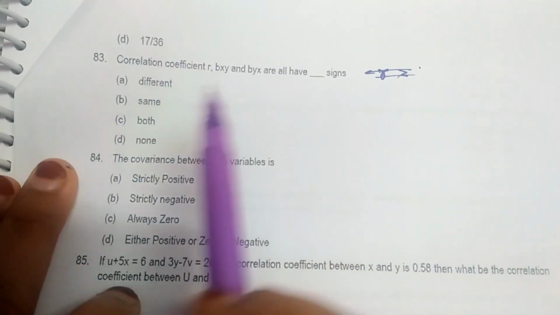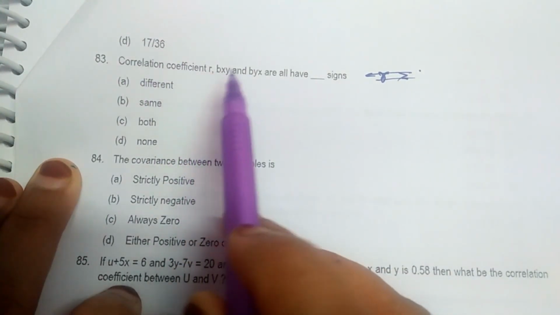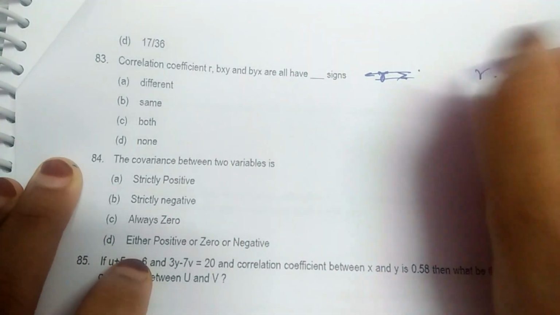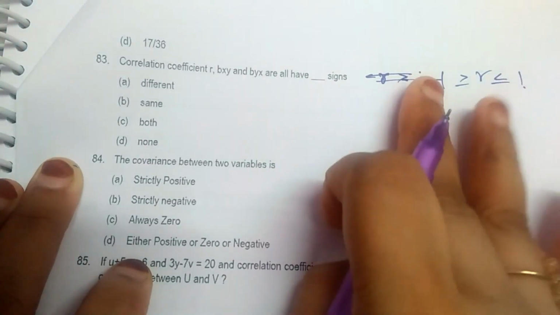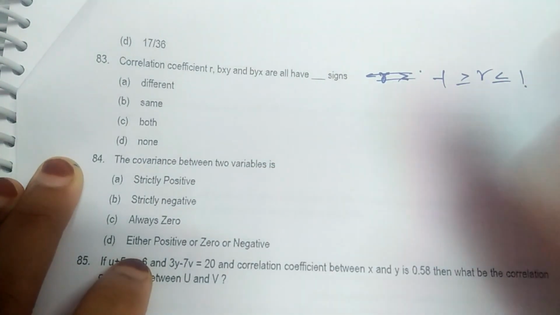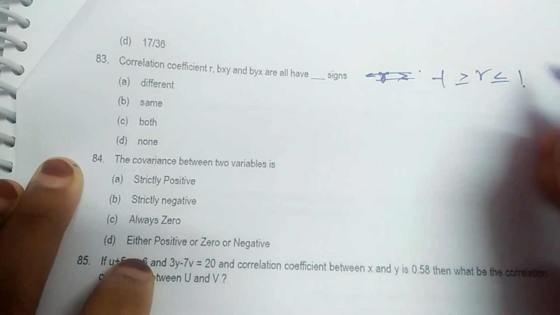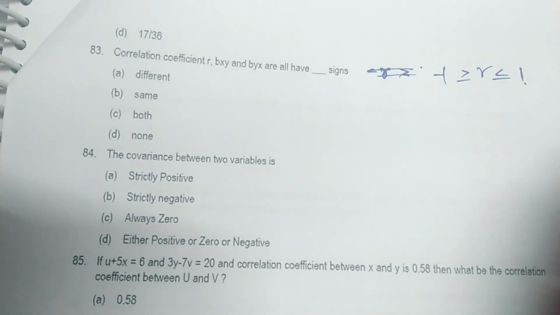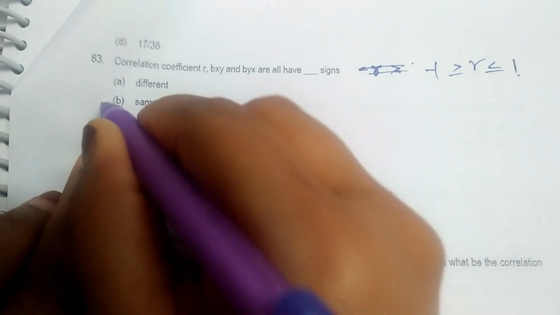Let's read the 83rd one. It's rather a property. Correlation coefficient R, Bxy and Byx are all having the same signs. We know that R lies between -1 and 1. It cannot be beyond -1, it cannot go beyond 1. The values of R lie between this. This is the property. And one more thing, if R is 1 they are perfectly correlated, and if R is 0, it means that they are not at all correlated. So the signs will be same.